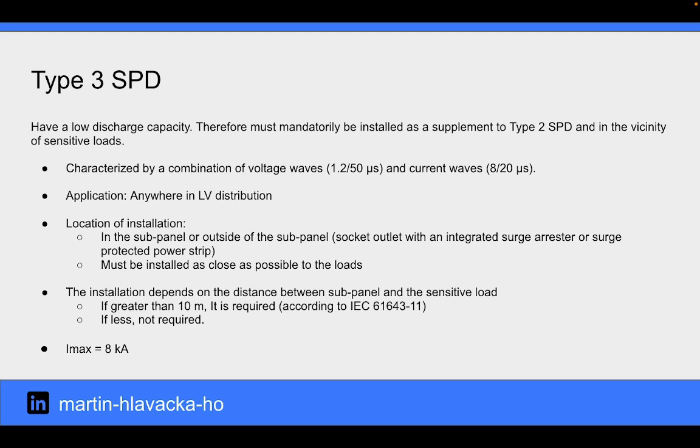Type 3 SPDs have a low discharge capacity, therefore it must be installed as a complement to the Type 2 SPD and near sensitive loads. It is characterized by a combination of voltage waves 1.2/50 and current waves 8/20. They are installed in the sub-panel or outside the sub-panel. It should be installed as close to the loads as possible.